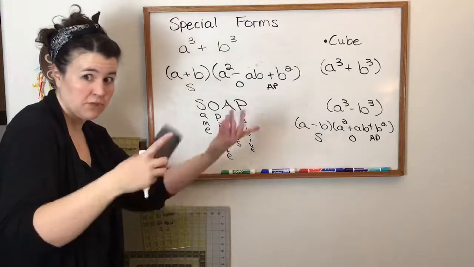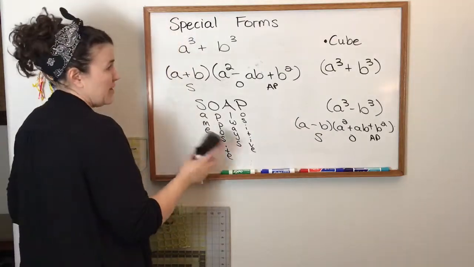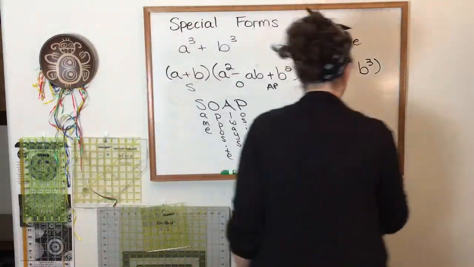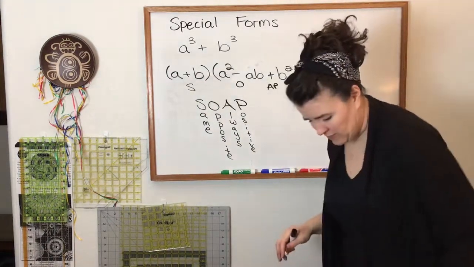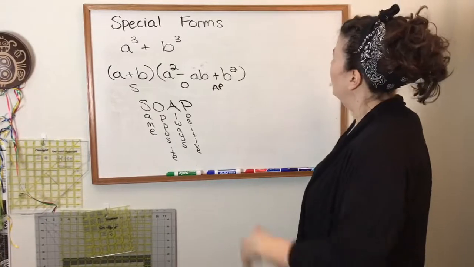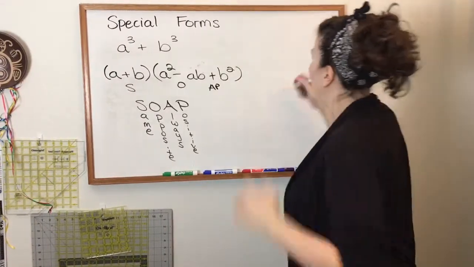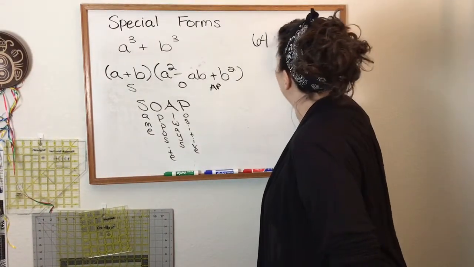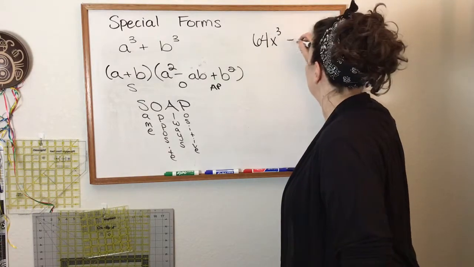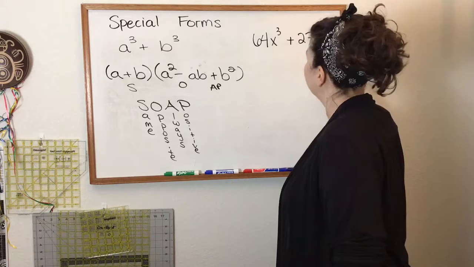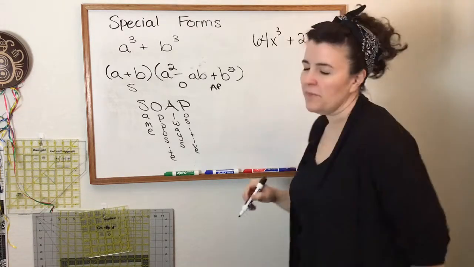All right, so let me show just a couple of examples of this, and you will see how I use the numbers that I had on the board earlier. I'm being a lazy person and not bothering coming up with fancy cubes. All right, so let's do 64x to the third, I don't know, plus 27.